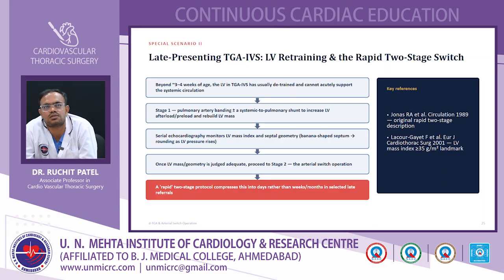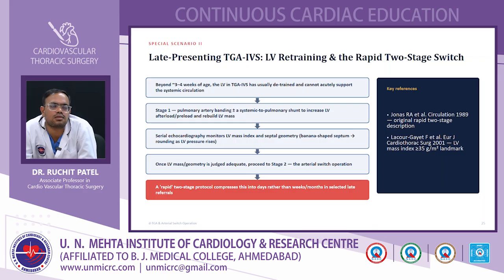So in such cases, when the child has a regressed LV or the LV mass is not enough, we can do a rapid two-stage arterial switch operation. Pulmonary artery banding is done, or an associated shunt may be required, to increase the LV afterload or preload and rebuild the LV mass. After the PA banding, we do serial echocardiography in the ICU to monitor the progress of the LV mass index, volume and posterior wall thickness.